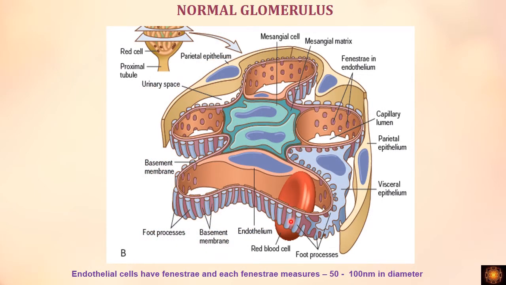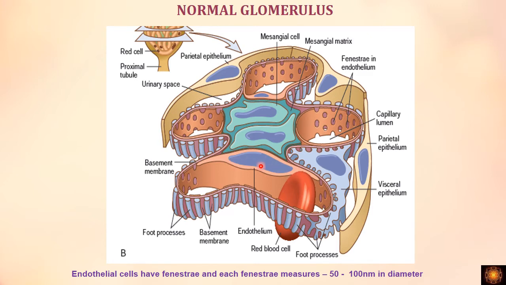So this is a cut section of the glomerulus. As I told you, we have an outer layer of the parietal epithelial cells. Then we have visceral epithelial cells which are covering these capillary tufts. Visceral epithelial cells you see here on the outer surface. Then you have a basement membrane, and inside the basement membrane we have the endothelial cells.